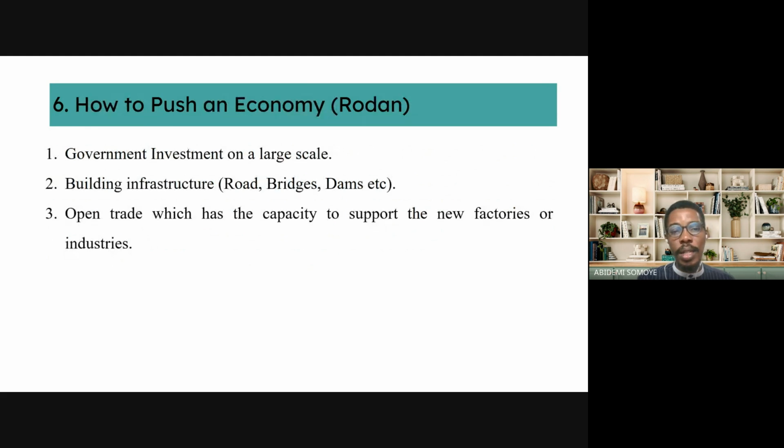How to push an economy? According to Rodan, government investment on a large scale, building infrastructure such as roads, bridges, and dams, and open trade, which has the capacity to support the new factories or industries. So the big push is saying that the country can move from underdeveloped straight to developed based on some factors. And some of the factors that can limit that is what is called coordination failures.